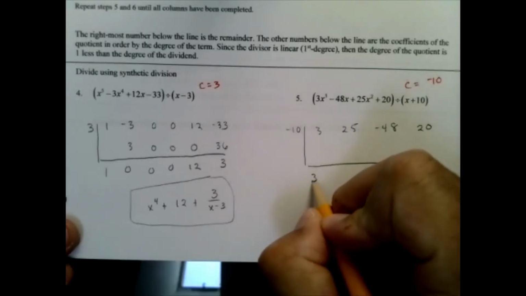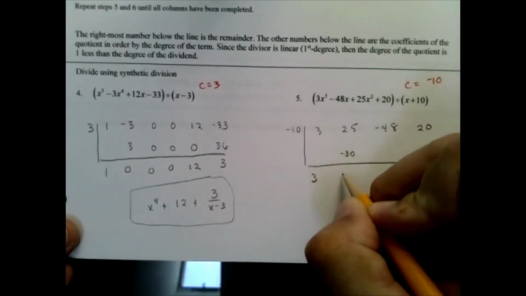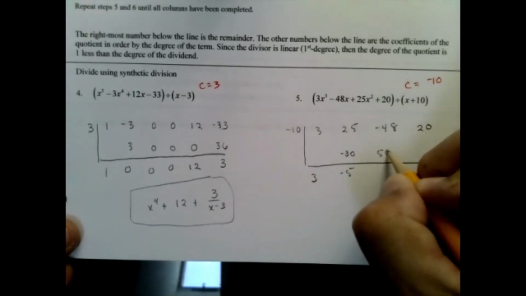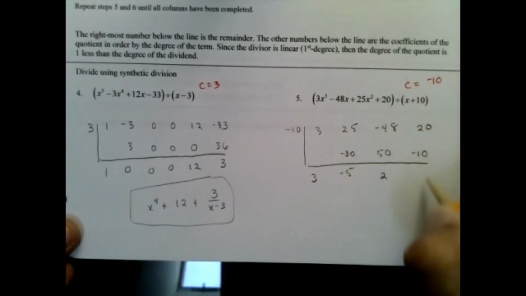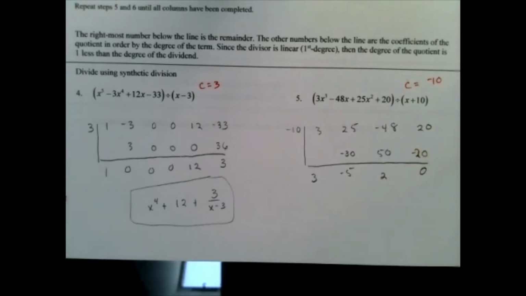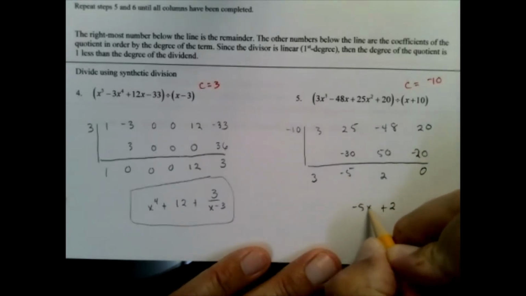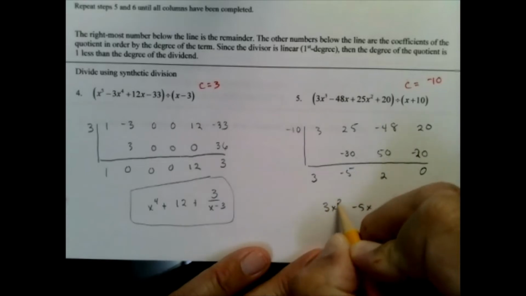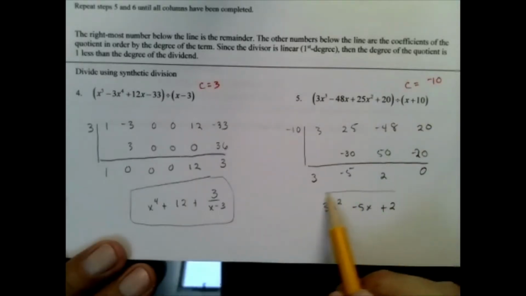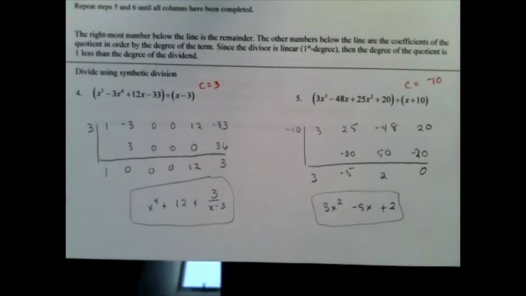Bring down the 3, then multiply, then add, then multiply, then add, then multiply, then add. Remainder is 0. Nice. That's a 2, negative 5x, 3x squared. And again, the more you practice these, you're like, I hope they're on the test because I can do these puppies.